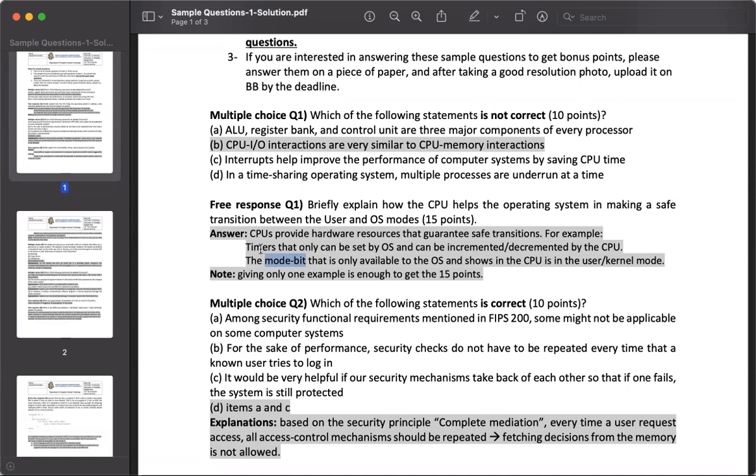So we can point to timers, which can only be set by the operating system and can be incremented and decremented by the CPU, or the mode bit that is only available to the operating system and shows the mode the system is currently working in. So these are two examples, and if you only provide one of them, that would be enough.